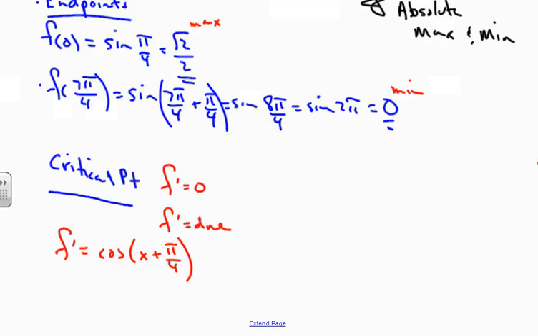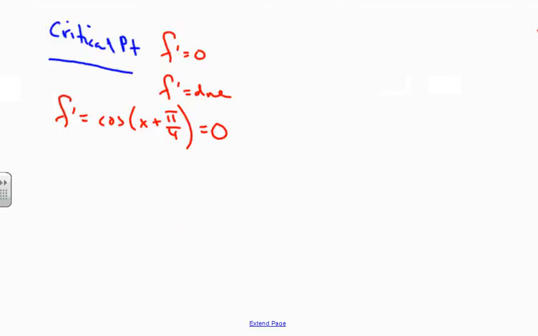Now, where does this equal 0? In order to figure this out, we know cosine equals 0 at, if you look at our little unit circle here, cosine is x, so it's going to be up here at 0, 1. So it's going to be pi over 2.